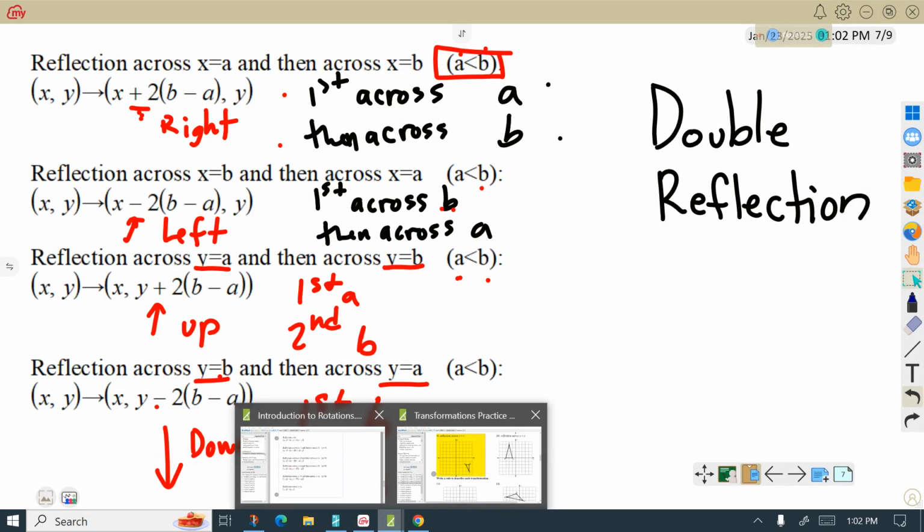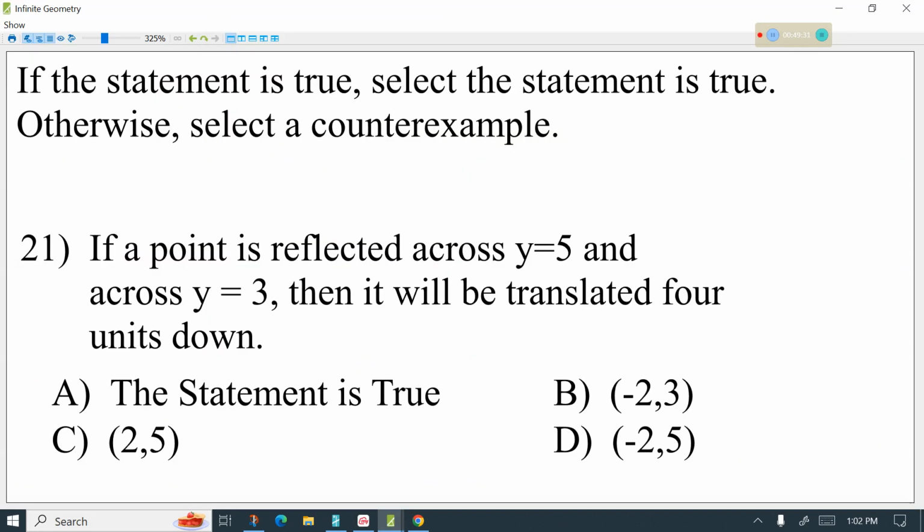So for this last one, you guys should try to think about what happened. It says that a point will be translated 4 units down. Okay? Now, we think about it, if this went across the bigger number first, right? And then it went across y equals 3. So that's when we go down instead of up. And these mirrors are 2 apart, right? 5 minus 3 is 2, and 2 times 2 is 4. Okay, guys, this one's true, based on our conversation earlier.